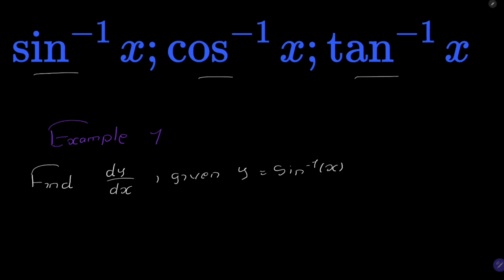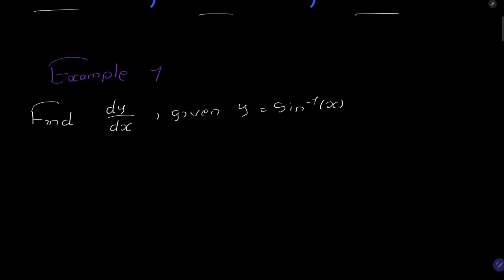So first of all, if we're having an inverse trigonometric function like this, the first thing we do is apply sine on both sides. That is sine of y equals the sine of the sine inverse of x, which implies that sine of y equals x. So after having this, we then apply differentiation. In fact, we differentiate this implicitly, just as in the previous examples.